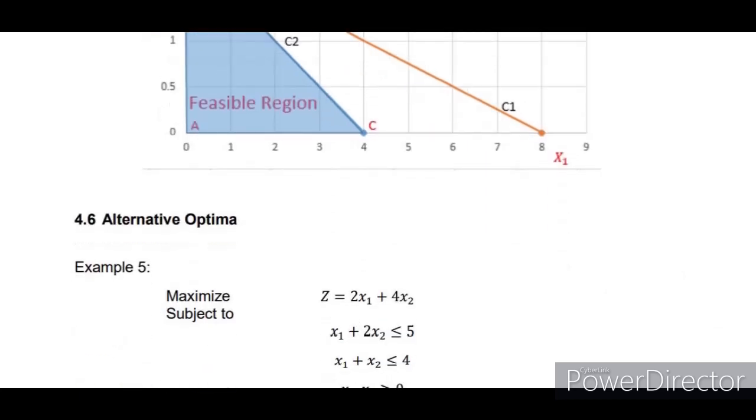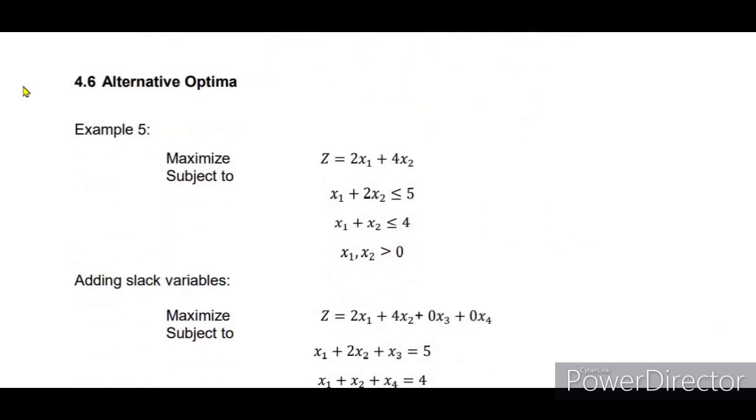Now let's go to 4.6 Alternative Optima. So example number 5. Maximize z equal to 2x sub 1 plus 4x sub 2, subject to x sub 1 plus 2x sub 2 less than or equal to 5, x sub 1 plus x sub 2 less than or equal to 4, with the non-negativity constraint x sub 1, x sub 2. So this should be greater than or equal to 0. A typo error. Okay, note that our non-negativity constraint always comes with greater than or equal.